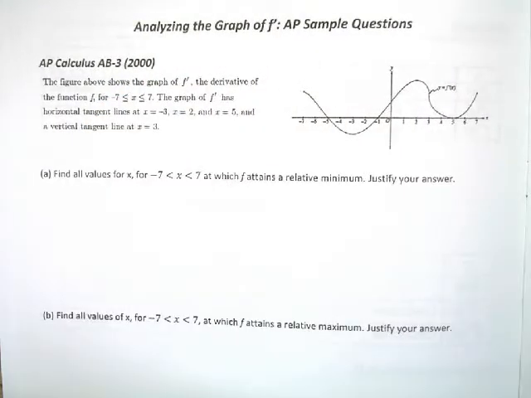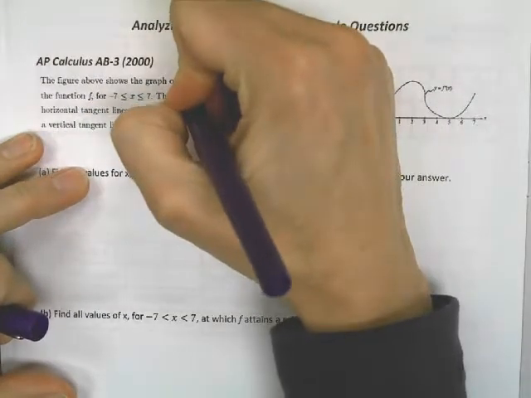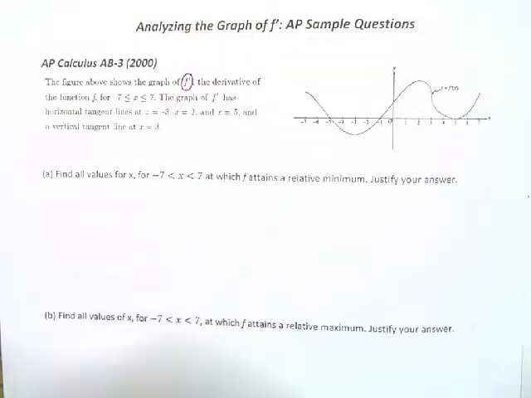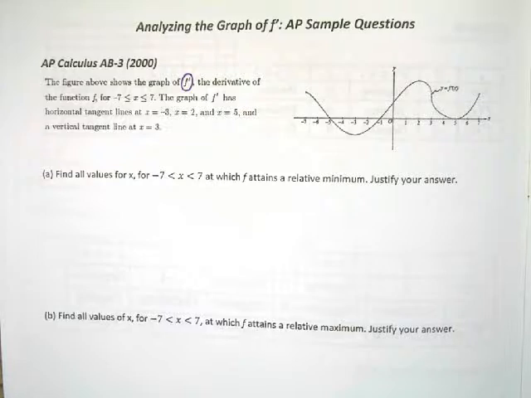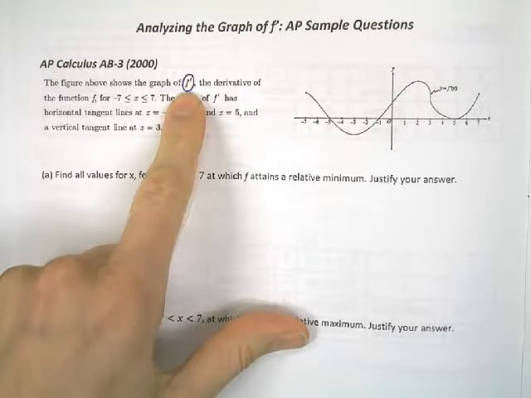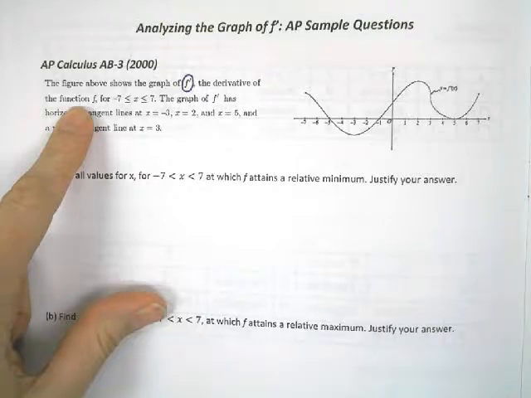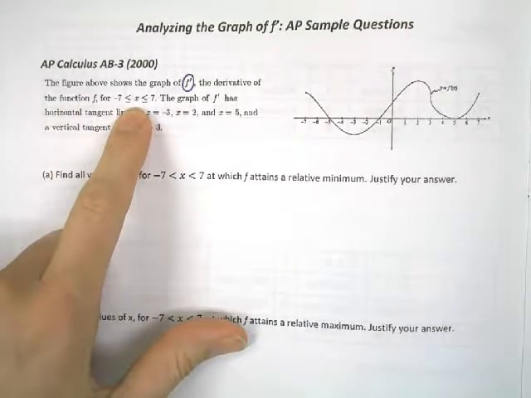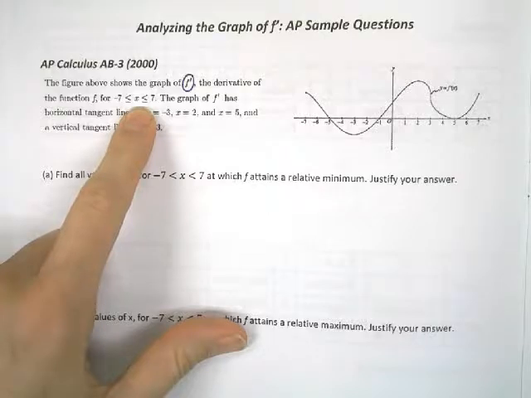So again, the first thing I'm noticing here is that I have the graph of f prime. Obviously, that's going to be really important to make sure I'm answering these questions correctly. The first thing I'm looking for is to be very clear on whether I have the graph of f or the graph of f prime. Okay, so we have the graph of f prime, which is the derivative of the function f, on the interval from -7 to 7. So I know I'm working on a closed interval here.